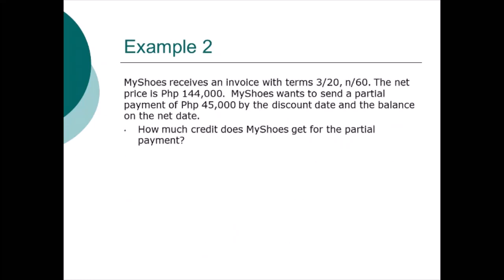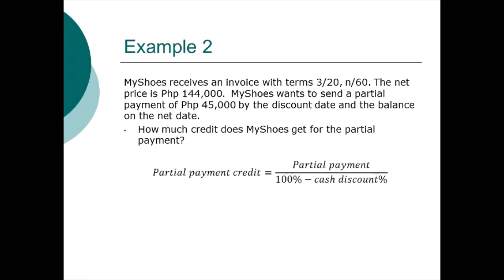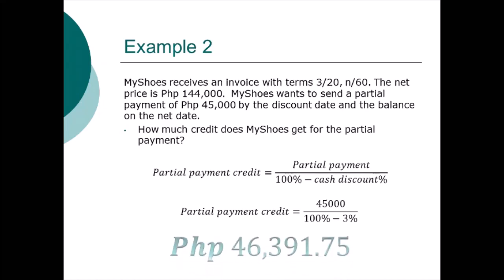Let's have the first question. Using the formula, by substitution, the partial payment is 45,000 and the cash discount percent is 3%. Therefore, the answer is 46,391.75. We will be using this figure to answer the next question.